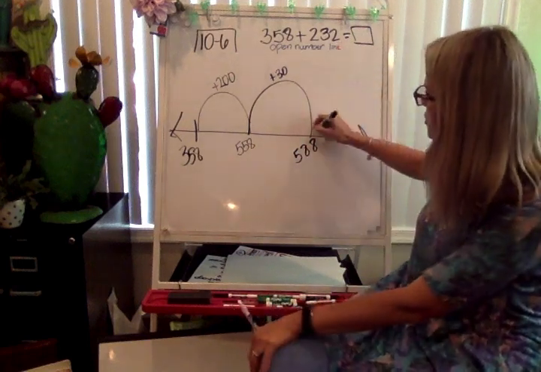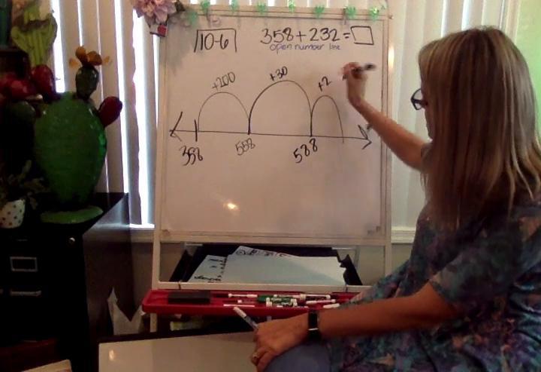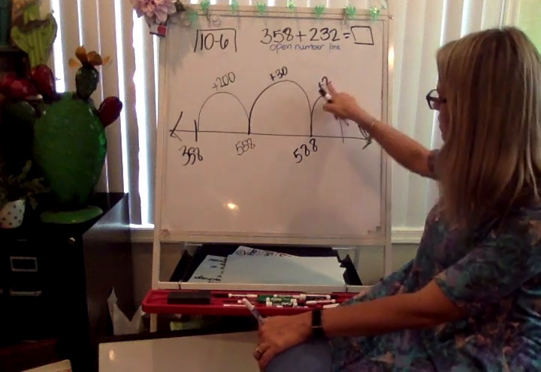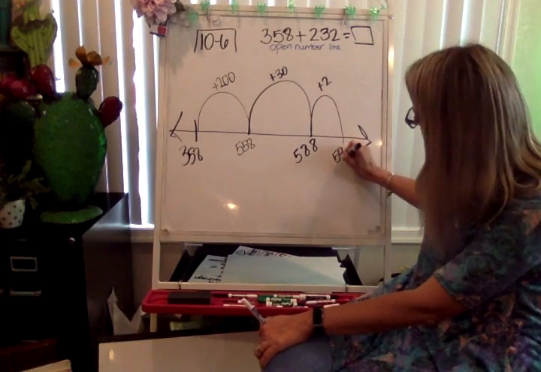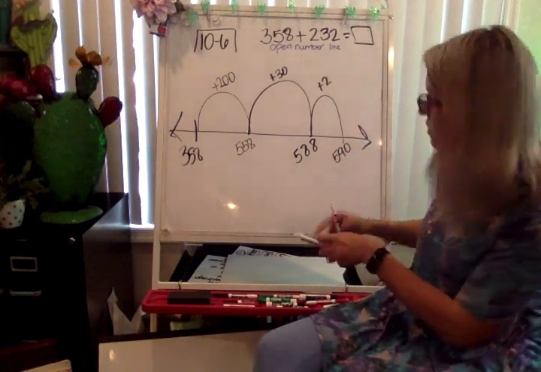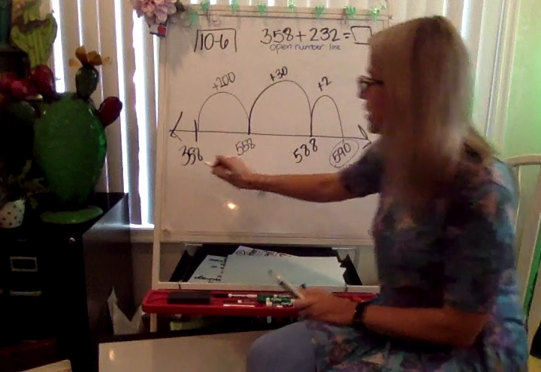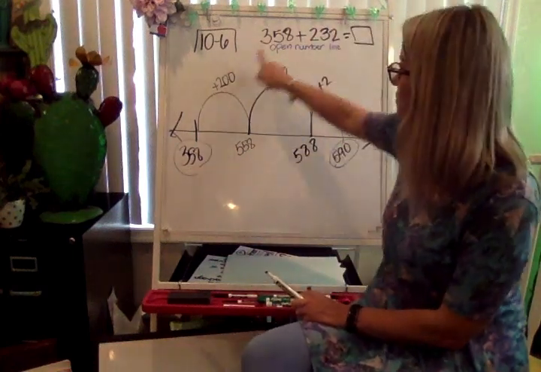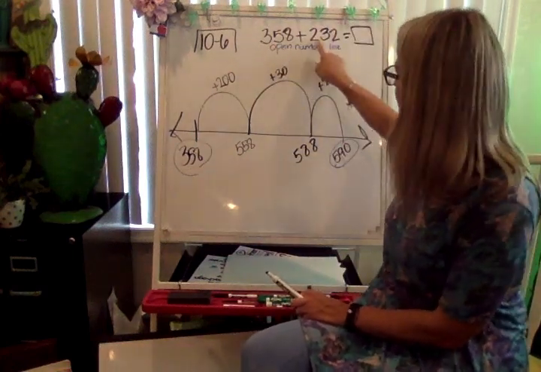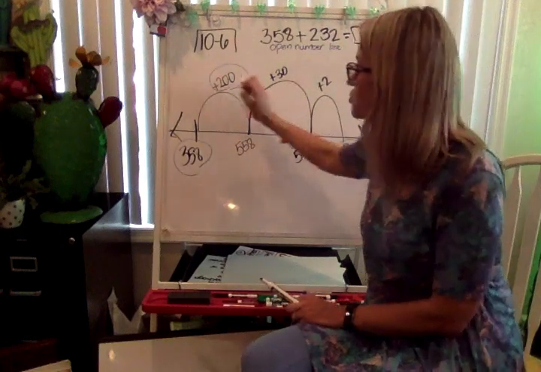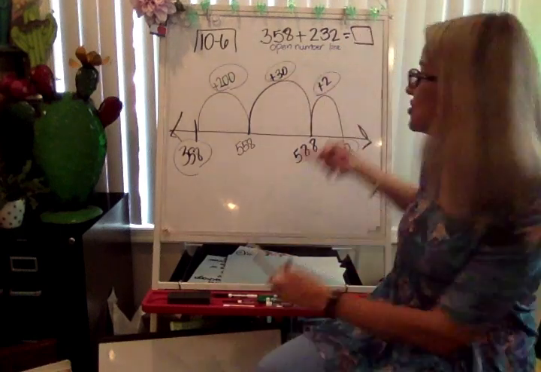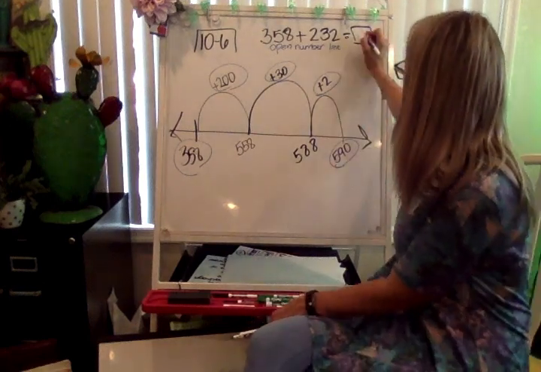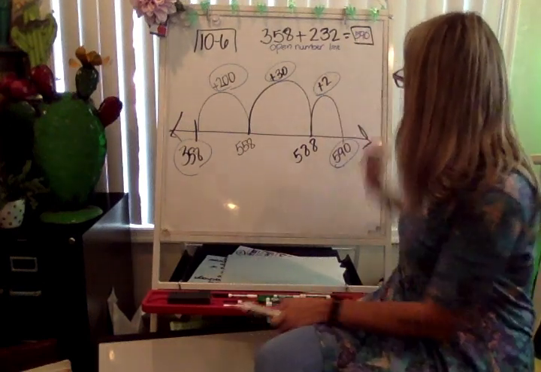Now I'm going to add 2 in my ones place. 588 plus 2, ooh, I have a regrouping. So this is 590. I'm going to look back at my equation. Did I start with 358? I did. Did I add 232? Well, 200 plus 30 plus 2 is 232, so I did that. The sum should be 590.